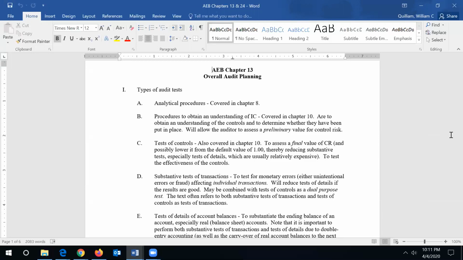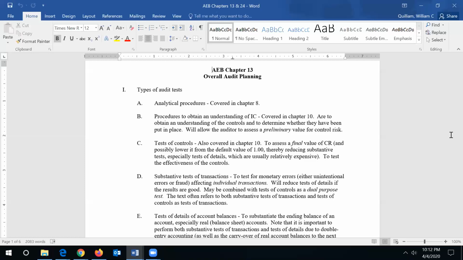Then, if we think that preliminary value for control risk is going to be below 100%, we will go to C, where we conduct tests of controls. We also saw them in Chapter 10. They will allow us to assess a final value of control risk, and possibly lowered from the default value of 100%, thereby reducing substantive tests, especially tests of details, which are usually relatively expensive. And tests of controls are to test the effectiveness of the controls.